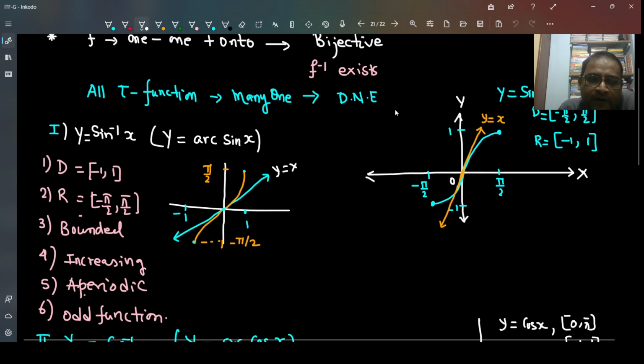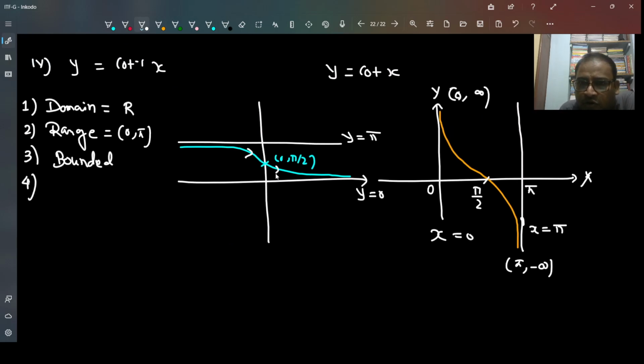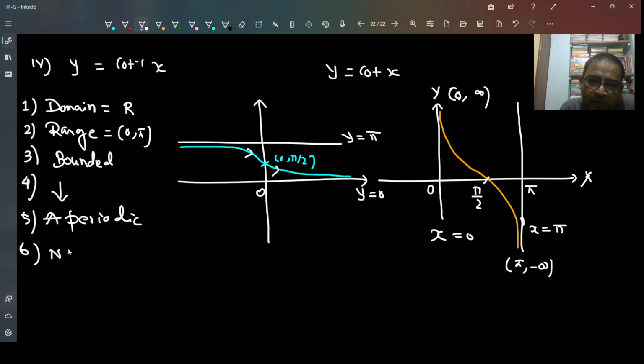Next point is what? Let me check here. Bounded. After that, we write increasing, decreasing. So the curve is simply decreasing because cot inverse is decreasing. Fifth point is whether it is a periodic function. It is not periodic. Next is whether it is even or odd. You notice that with respect to the y-axis it is not symmetric, and with respect to the origin it is not symmetric. So it is neither even nor odd.